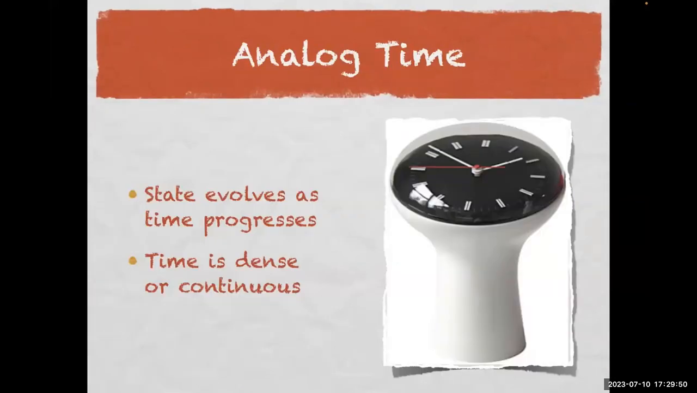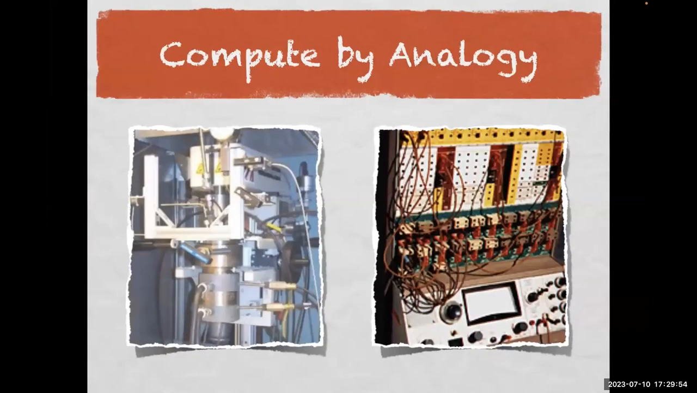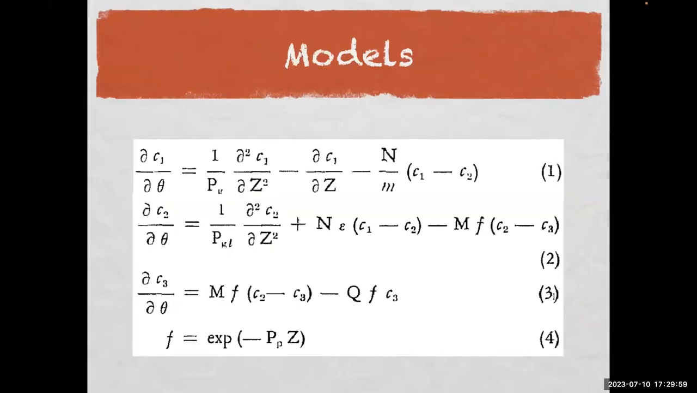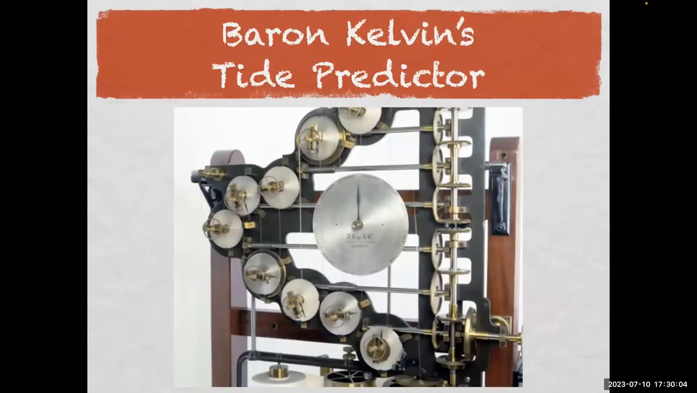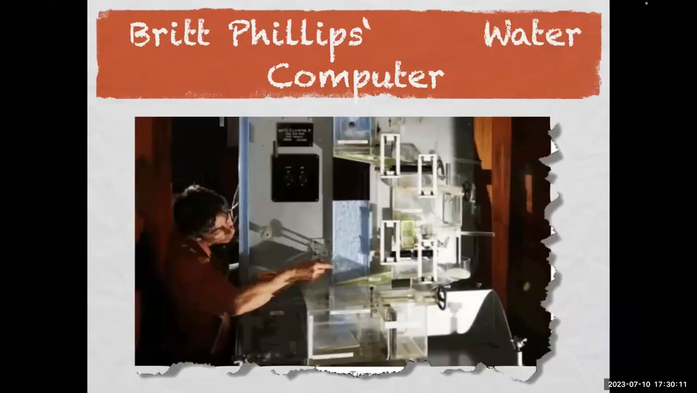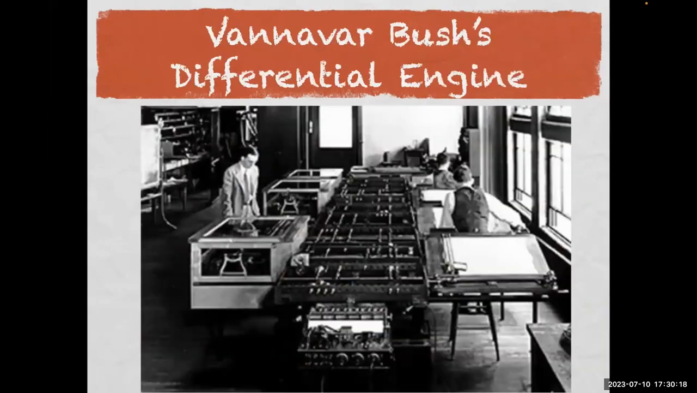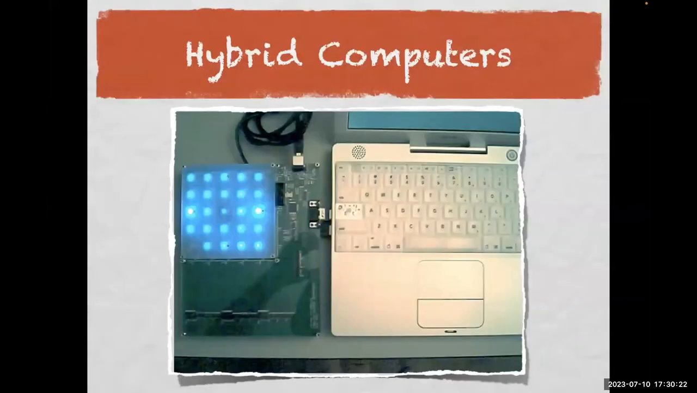We're talking about processes that evolve in continuous time. And so analog computation was computing by analogy, usually with differential equations, but maybe not necessarily. So you have this tide predictor that was an analog device. It's hard to predict the tides in bays in various places. Or you have this water computer that does financial calculations. This is really cute. There are videos sometimes on the internet. I'm not going to show you. The famous differential engine.